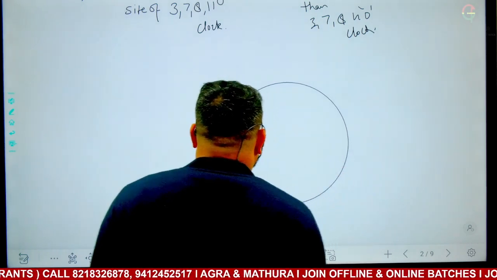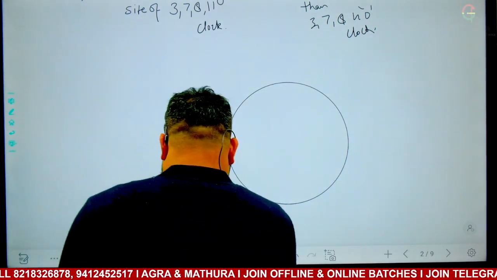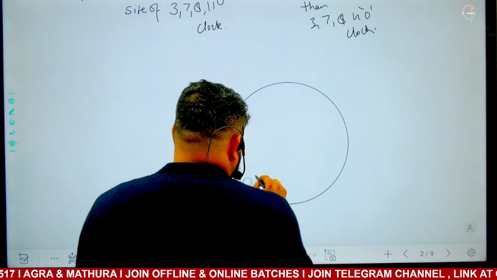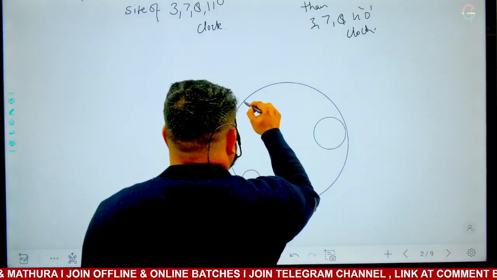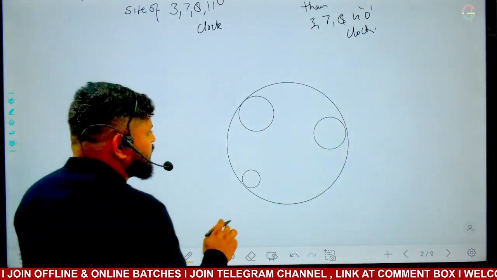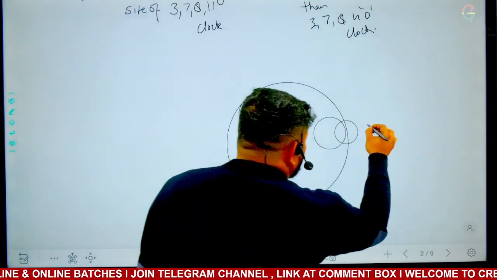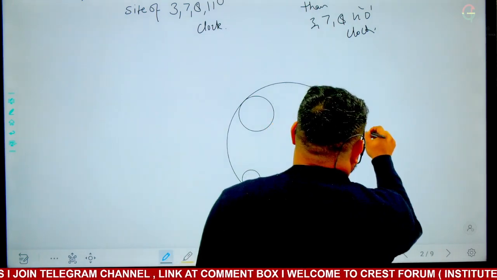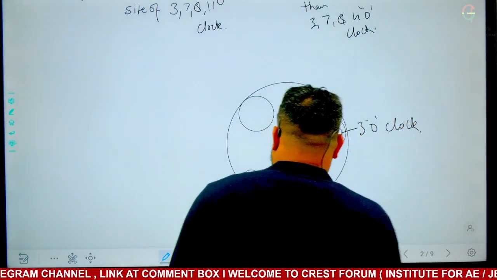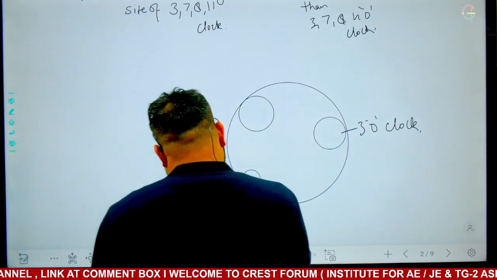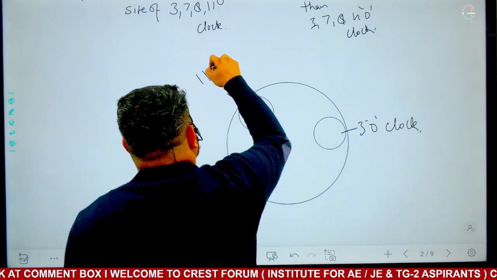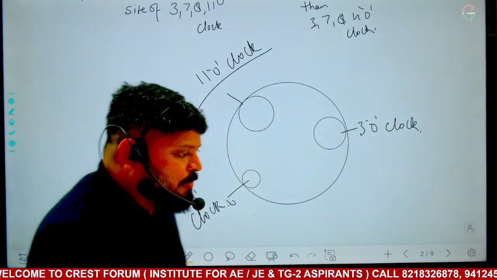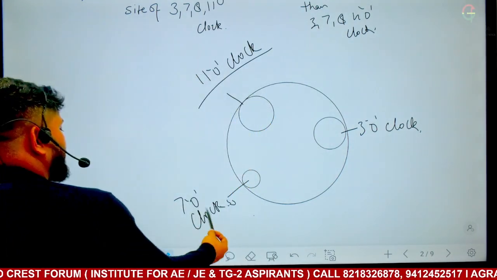Okay, now see. This is the anal opening. This is the normal condition. What is 3 o'clock? This is 3 o'clock, 7 o'clock, and this is at 11 o'clock. This is the primary hemorrhoid condition, which occurs at the site of the 3, 7 and 11.